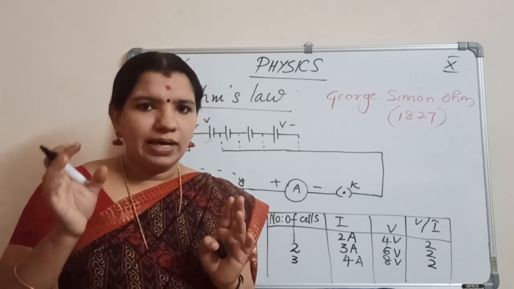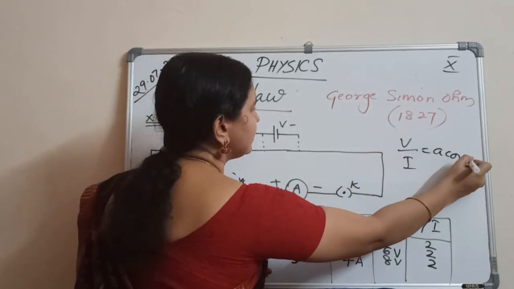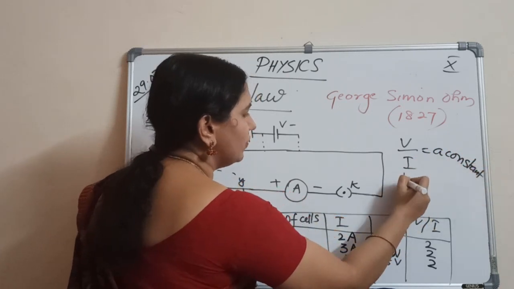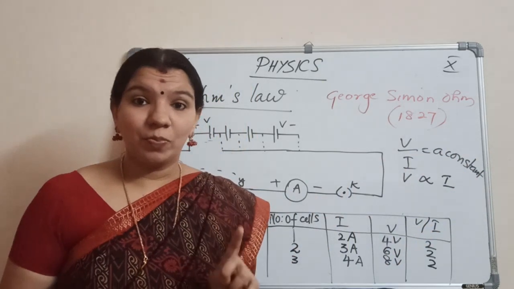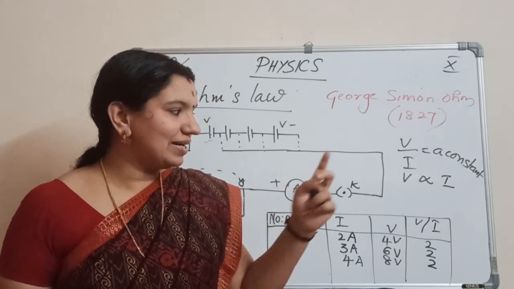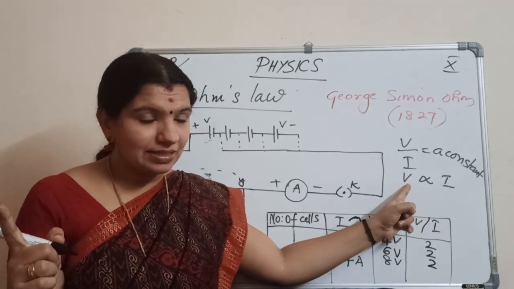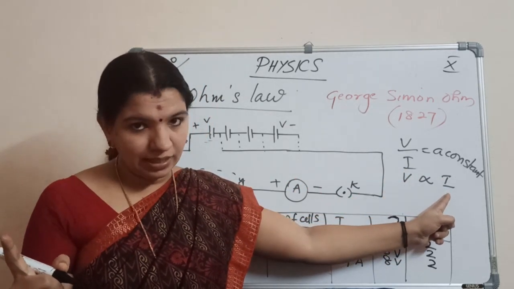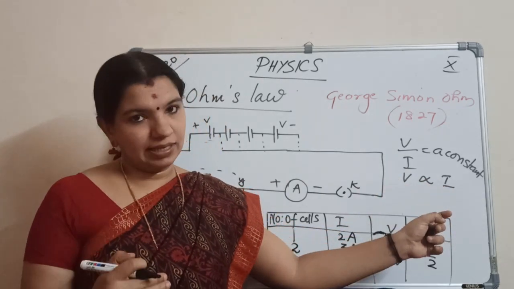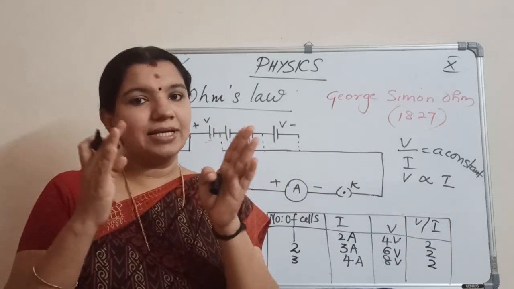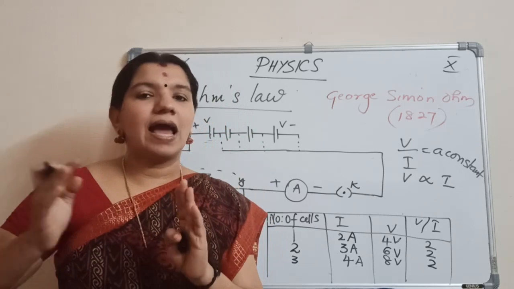If V by I is a constant, that means V is proportional to I. So what does this mean? This means that whenever the potential difference increases, the current also increases. If the potential difference decreases, the current decreases. So there is a direct proportional relationship between voltage and current.